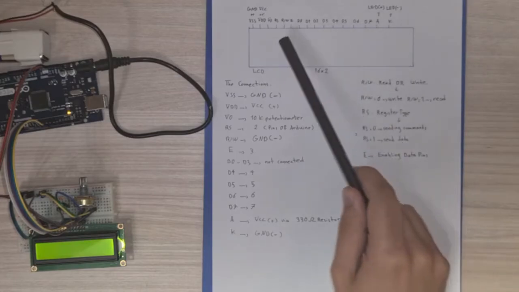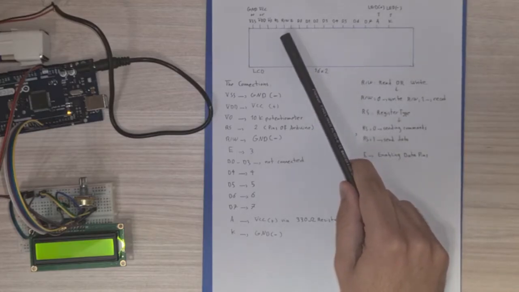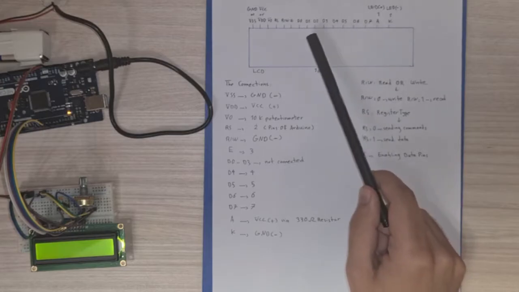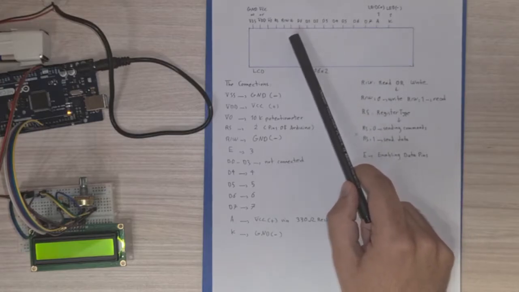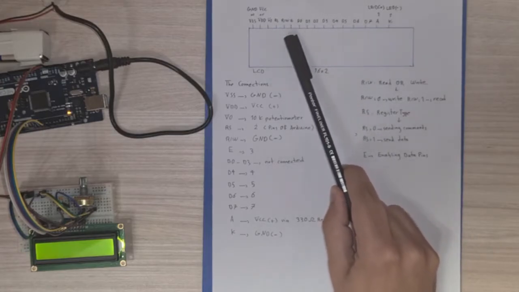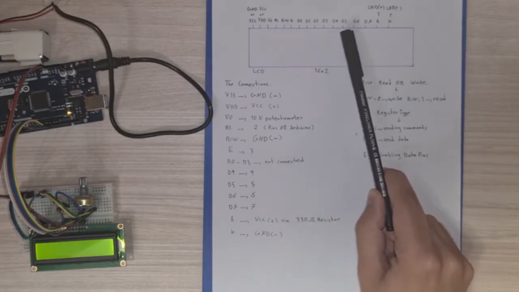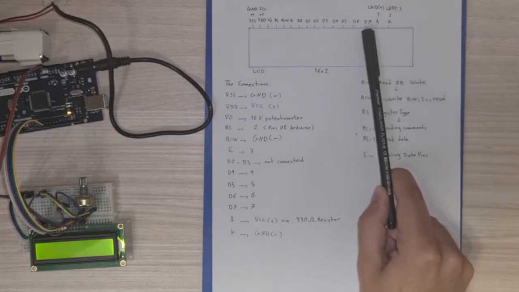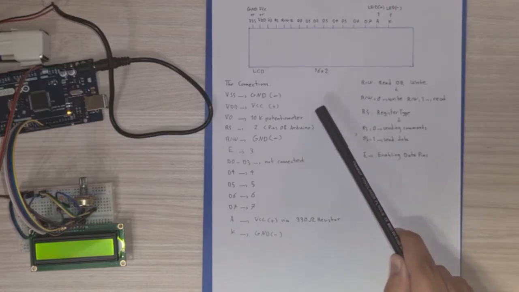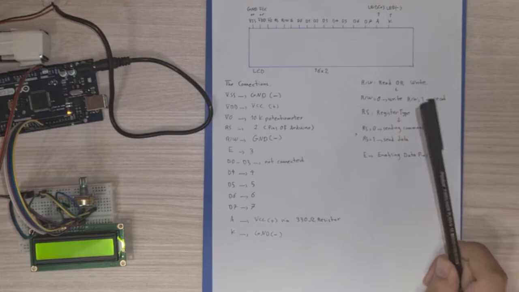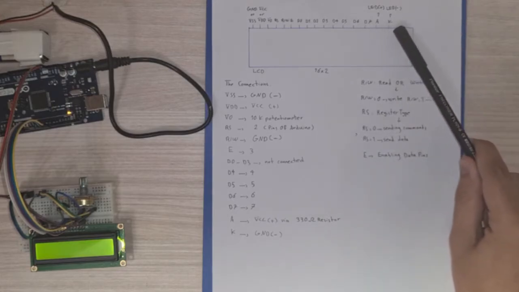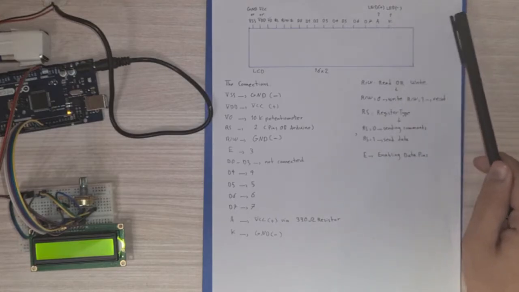So RW to ground, RS to pin 2, enable to pin 3, and D4 to D7 go to pins 4, 5, 6, and 7. And the last 2 pins are for the LED backlight.